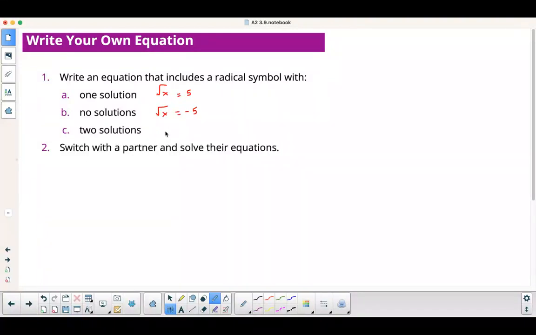So what if I said something like x equals radical x plus 1, something like that. So I have to square both sides to get rid of the radical. I end up with x squared equals x plus 1. And then I have to move the x over, move the 1 over.